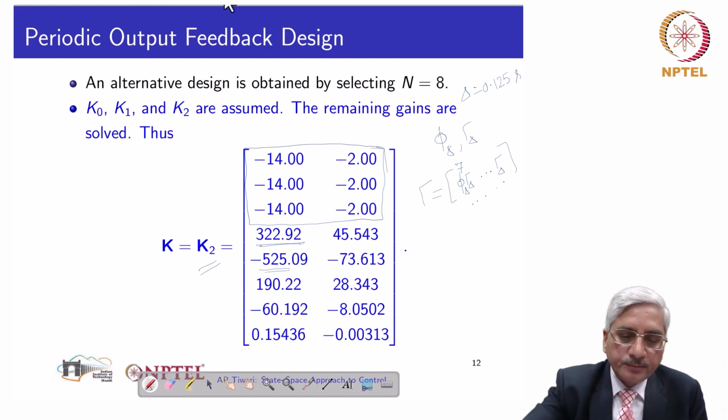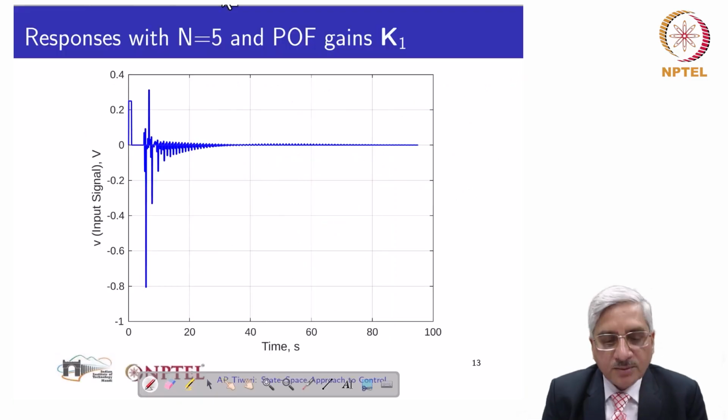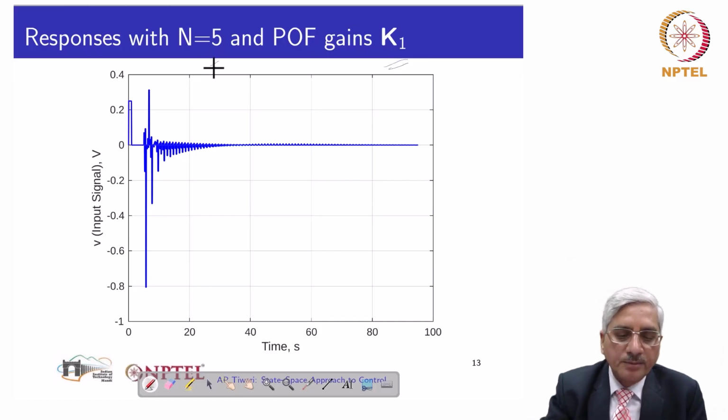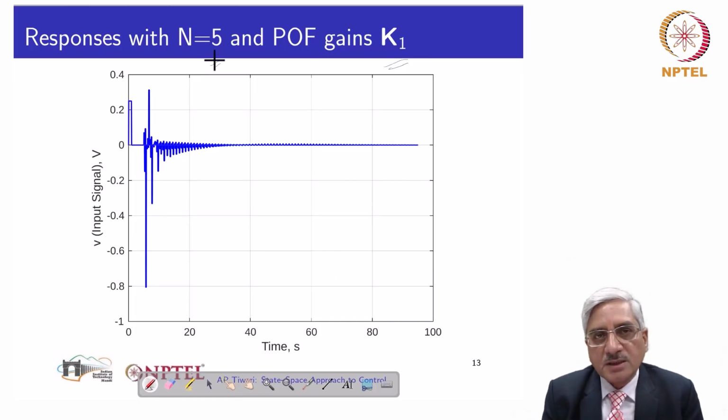Proceed ahead. We do the system simulation first for gain K1, in which we had n equal to 5. Controllability index is 5, so we selected n just equal to 5, and the corresponding periodic output feedback gain k is k1, and we simulate this.